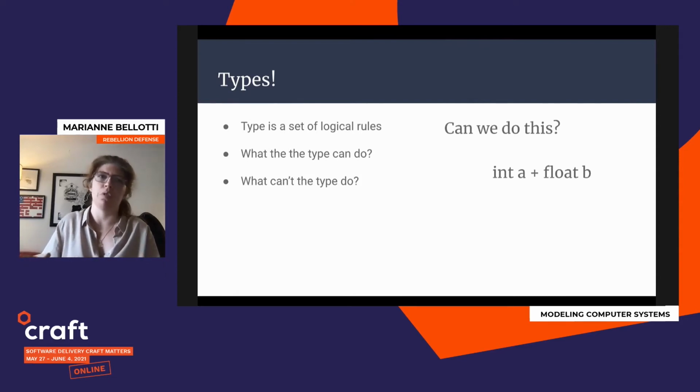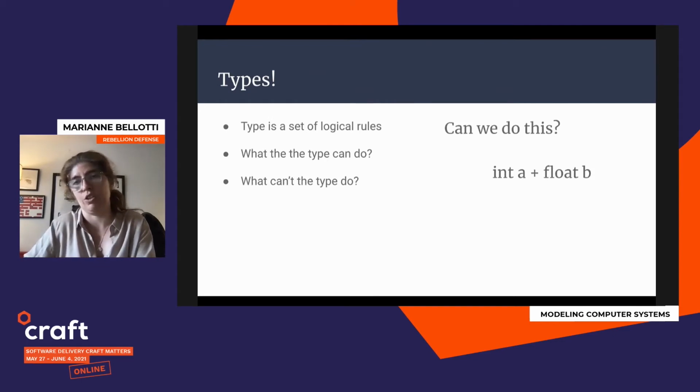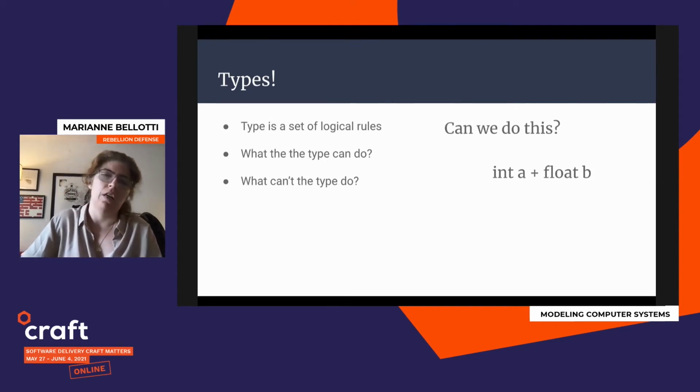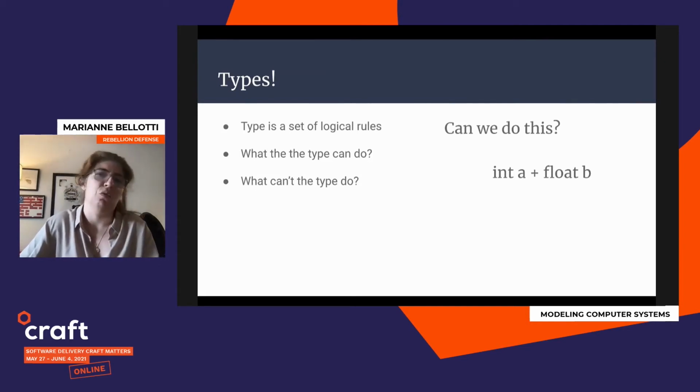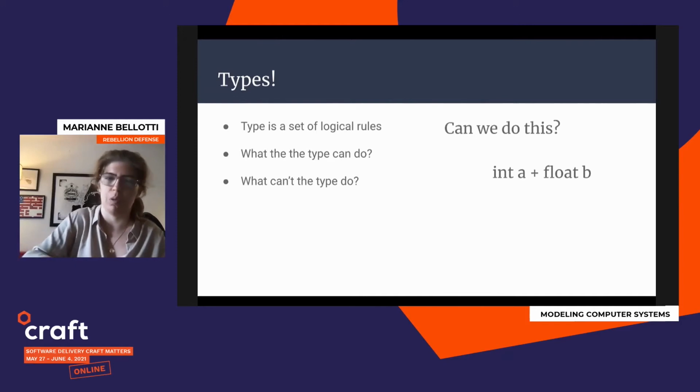If you know anything about type systems, then you know that what a type system really is, is a logical set of rules defining what a type can do and what a type can't do. So we have this question of, in our programming language, can we add an int and a float together? And what happens when we do? In some languages, the answer to that question is yes, and in some languages, the answer is no. And it's determined by the set of rules in the type system that tell the compiler, okay, this is what you do when input A is an int and input B is a float. You either convert the int to the float, or you error, or you do this, or you do that. And so it's a set of logical rules that define what the behavior should be.